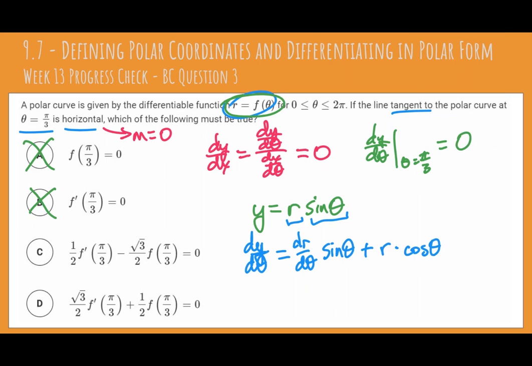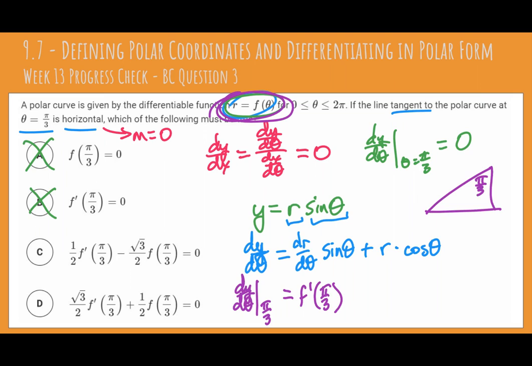So at pi over 3, we're going to have dr d theta. Remember I mentioned this up here, r is equal to f, so the derivative of r, dr d theta, is the same as the derivative of f. So this is going to be f prime of pi over 3. That's the derivative of r with respect to theta at pi over 3, times the sine of pi over 3.